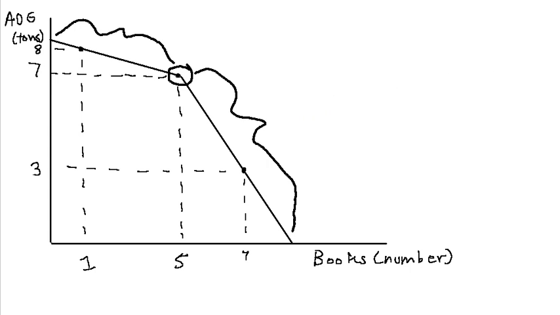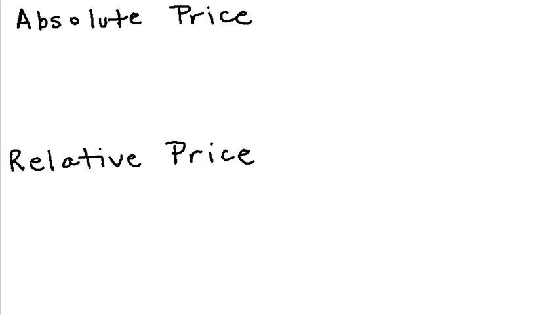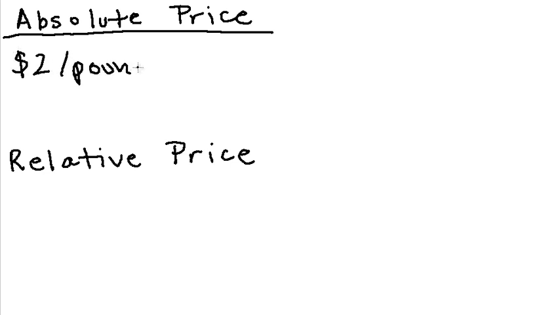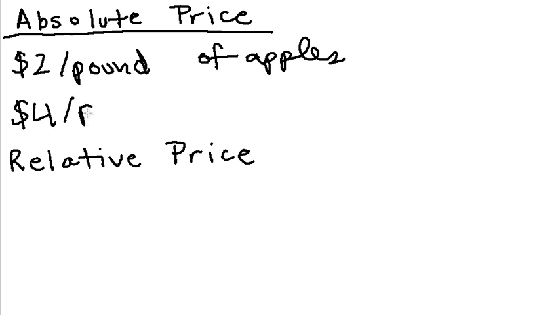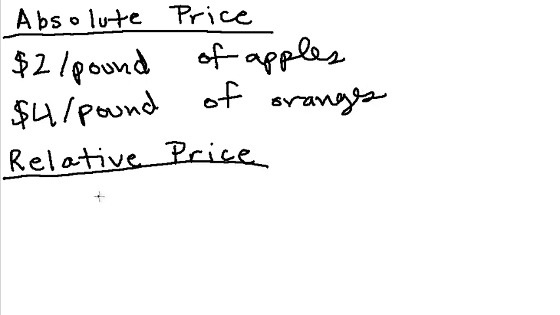But before talking about relative price, it's important to contrast it with absolute price. Absolute price is the supermarket price. So you go to the supermarket and you want to buy apples, and apples cost $2 per pound of apples. And you want to buy oranges, and oranges cost $4 for a pound of oranges. Now, this gets contrasted with relative price.